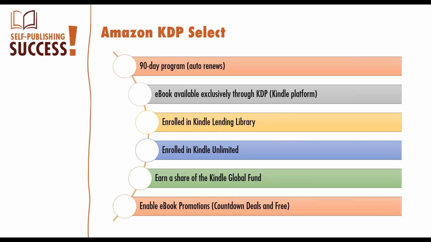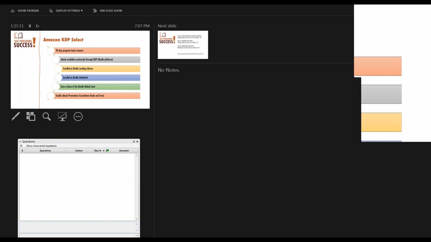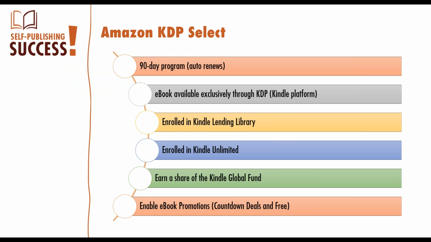Okay, last but not least, I want to talk about Amazon's KDP Select. This is a program for an ebook that Amazon offers. It's a 90-day program, and the main thing that is a negative, not too much, is that it has to be only sold on the Kindle platform.